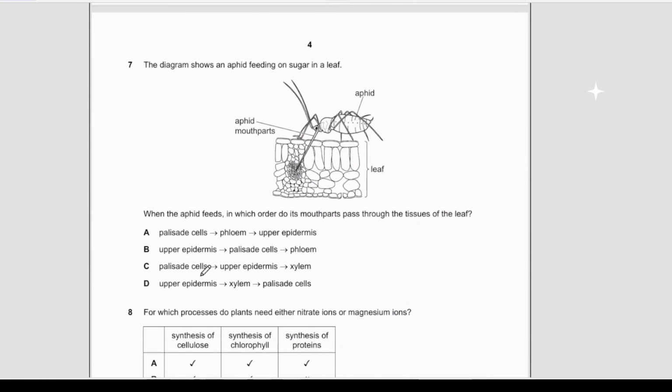Okay. The diagrams show an aphid feeding on sugar in a leaf. So which tissues are going to be affected? Phloem. Wait. Aphid is feeding on sugar and sugar is present in phloem. Yes. So it's B. Upper epidermis, palisade, and then phloem.